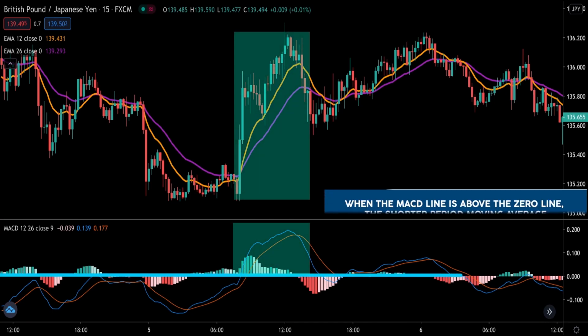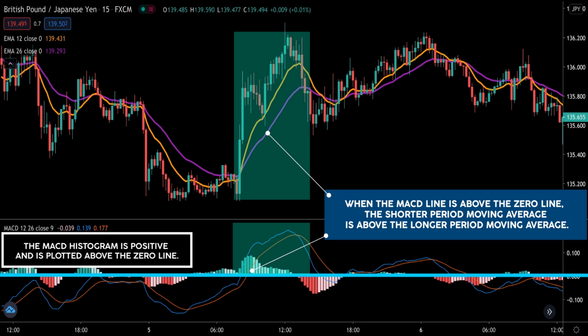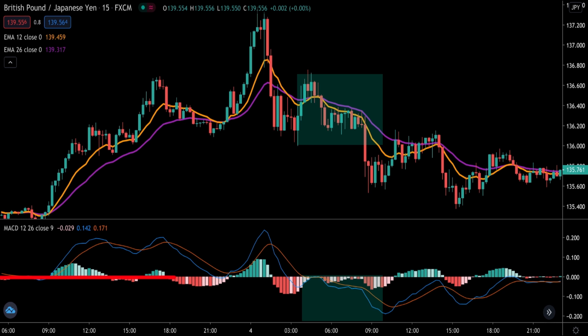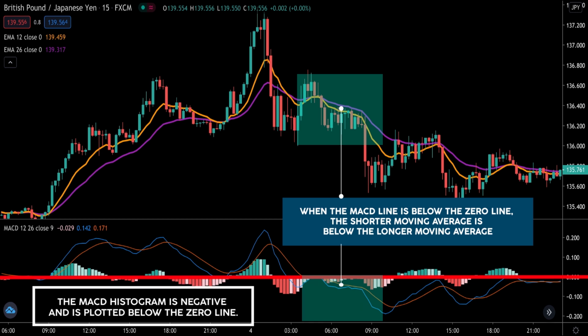When the MACD line is above the zero line, the shorter period moving average is above the longer period moving average. This indicates that the market is bullish, very much similar to a typical moving average crossover. You will also see that the MACD histogram is positive and is plotted above the zero line. The converse is also true. When the MACD line is below the zero line, the shorter moving average is below the longer moving average. This indicates that the market is bearish. You will also see that the MACD histogram is negative and is plotted below the zero line.